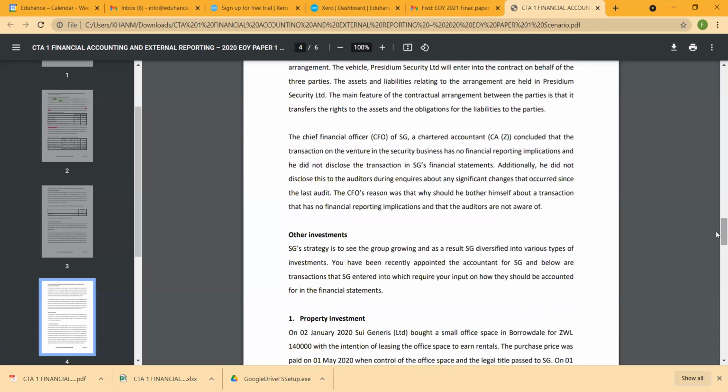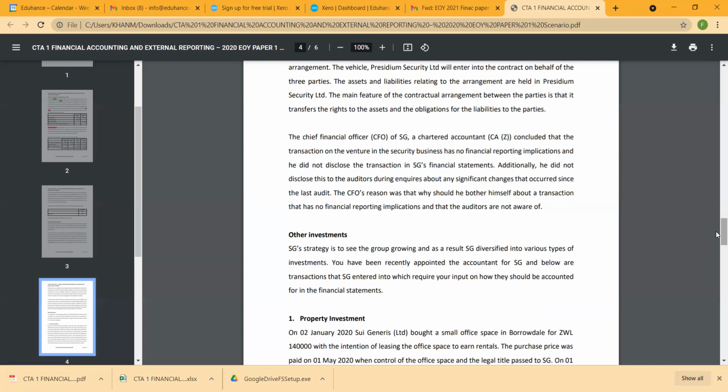Okay, so the chief financial officer of SG, a chartered accountant in Zimbabwe, concluded that the transaction on the joint venture in the security has no financial reporting implications, and he did not disclose the transaction in SG's financial statements. Okay, that's incorrect. Additionally, he did not disclose this to the auditors during inquiries about any significant changes that occurred since the last audit. The CFO's reason was that why should he bother himself about a transaction that has no financial reporting implications and that the auditors are not aware of? Okay, so obviously that's incorrect.